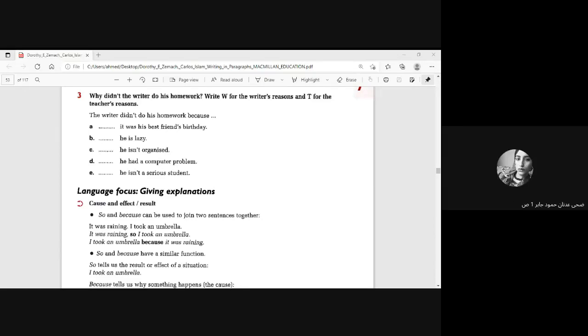Yes, he is lazy. Professor. This is about the professor, who thought that the student was lazy because the excuses he gave were not convincing. So that's why the teacher or the professor decided that that student was lazy.